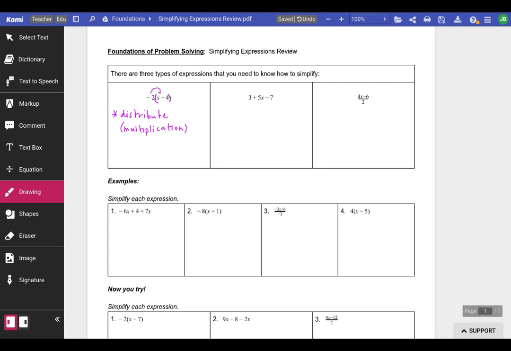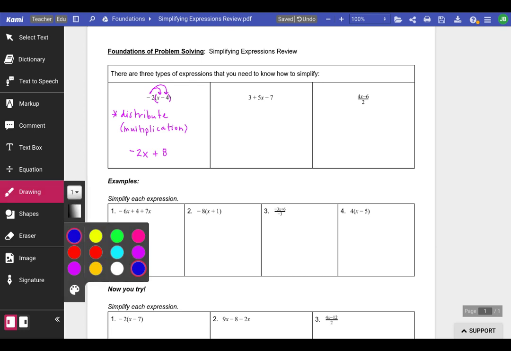So I'm going to do -2 times x, which gives me -2x. And then I'm going to do -2 times -4 because of that minus inside. So -2 times -4 is going to give us +8. And now my expression is simplified because I don't have any more parentheses.